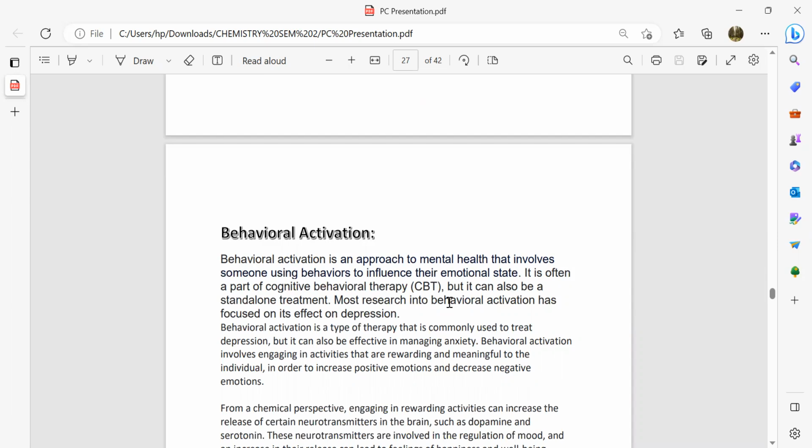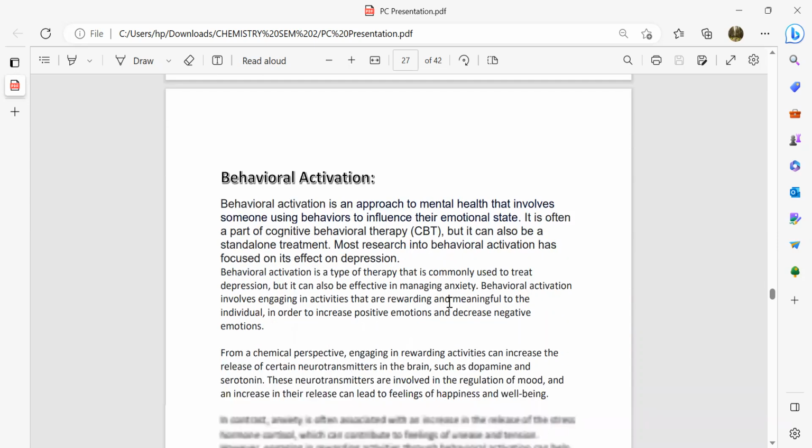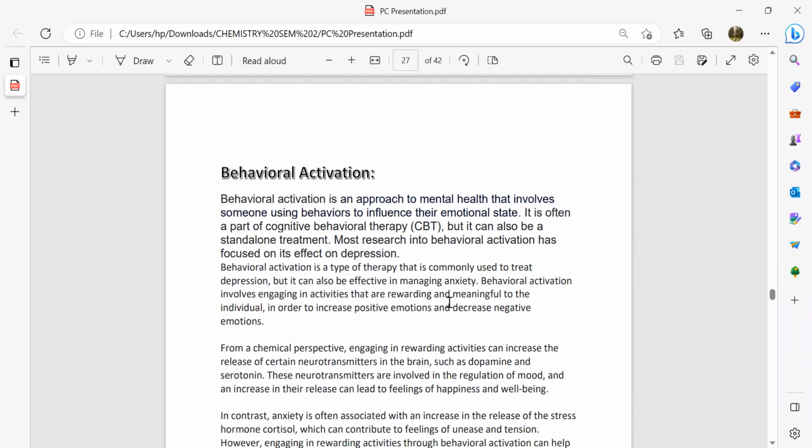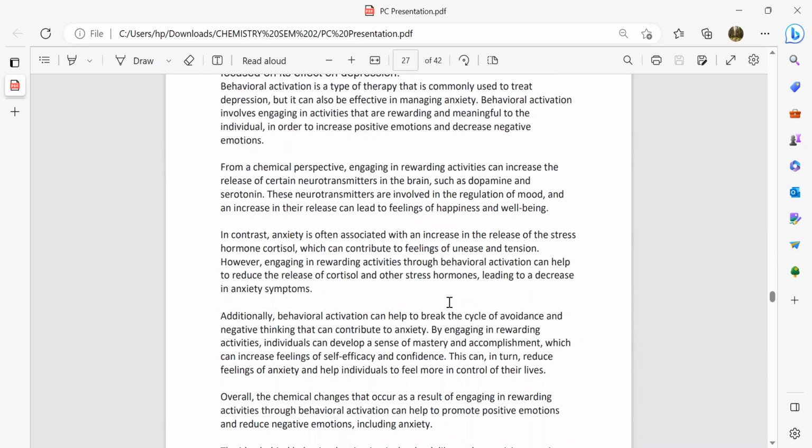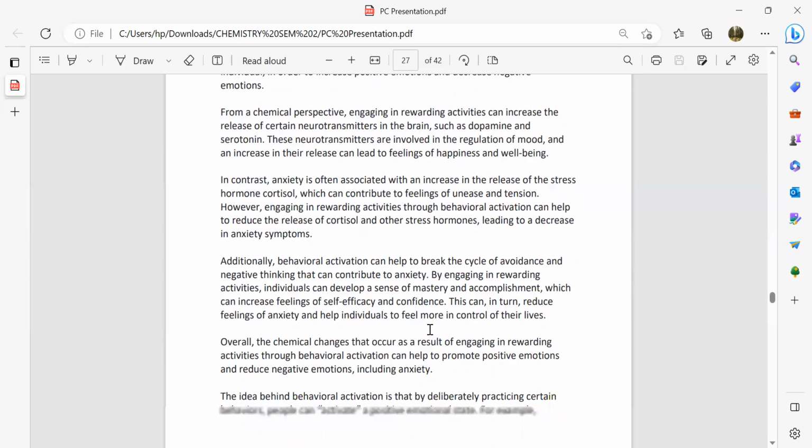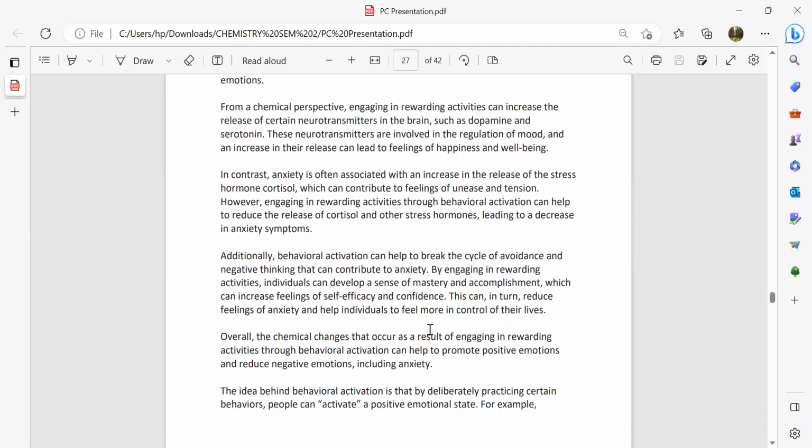From a chemical perspective, engaging in rewarding activities can increase the release of certain neurotransmitters in the brain, such as dopamine and serotonin. These neurotransmitters are involved in the regulation of mood and behaviors that can lead to feelings of happiness and well-being. Additionally, behavioral activation can help to break the cycle of avoidance and negative thinking that contribute to anxiety. Overall, the chemical changes that occur as a result of engaging in rewarding activities through behavioral activation can be used to promote positive emotions and reduce negative emotions, including anxiety.